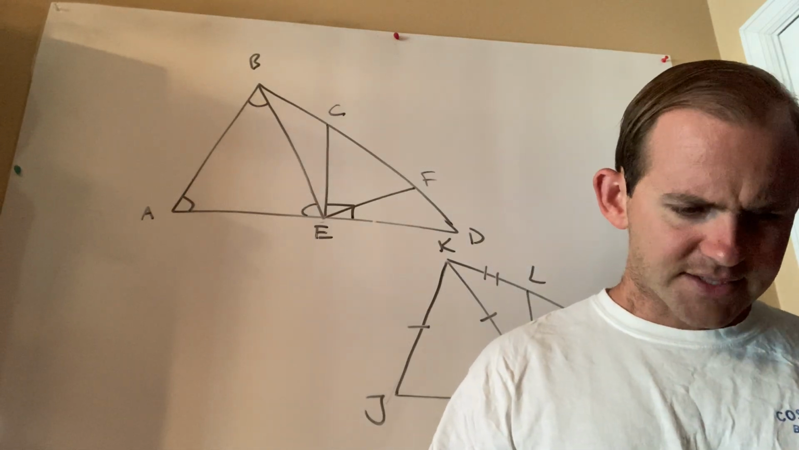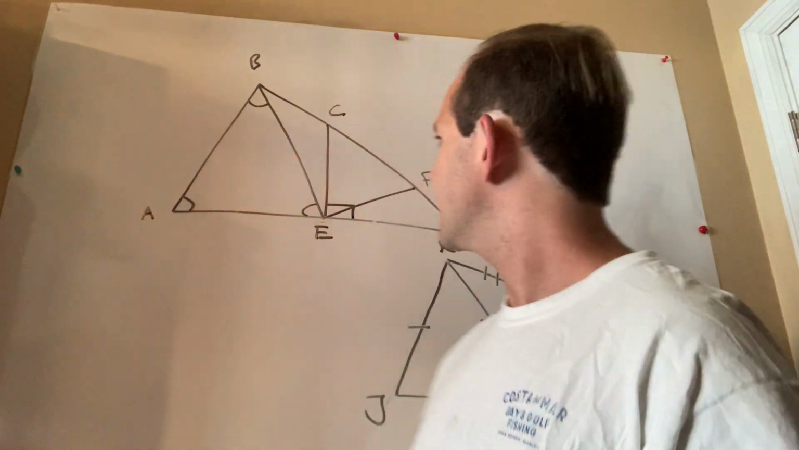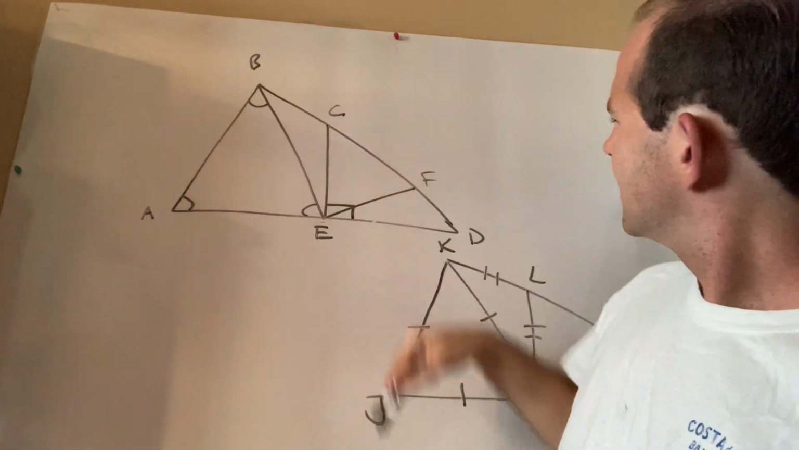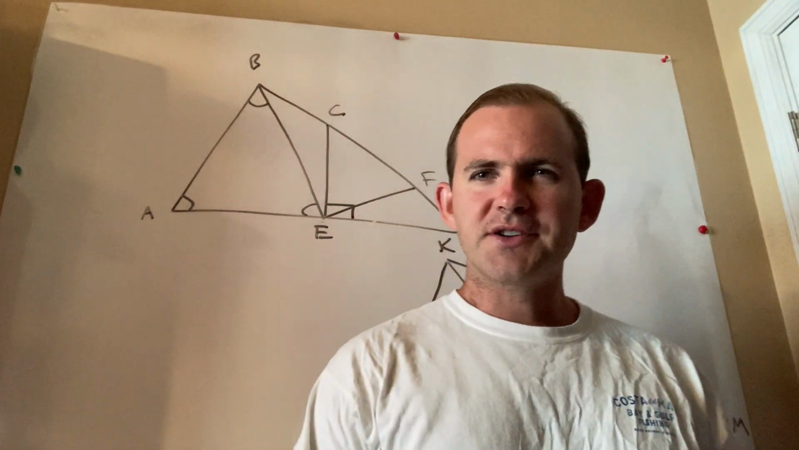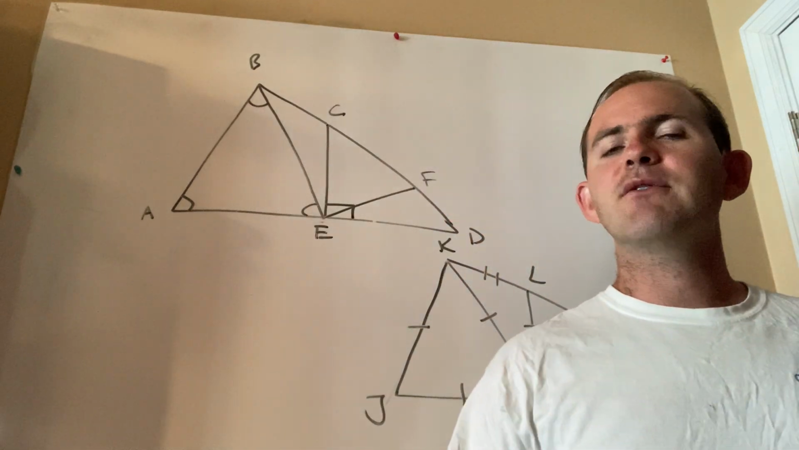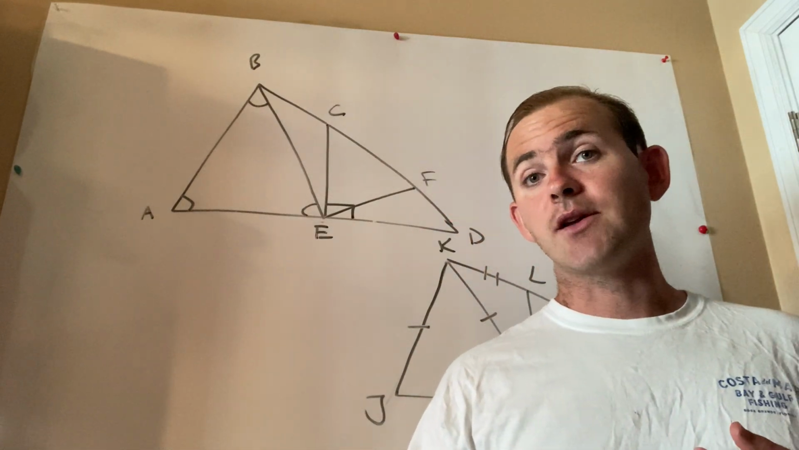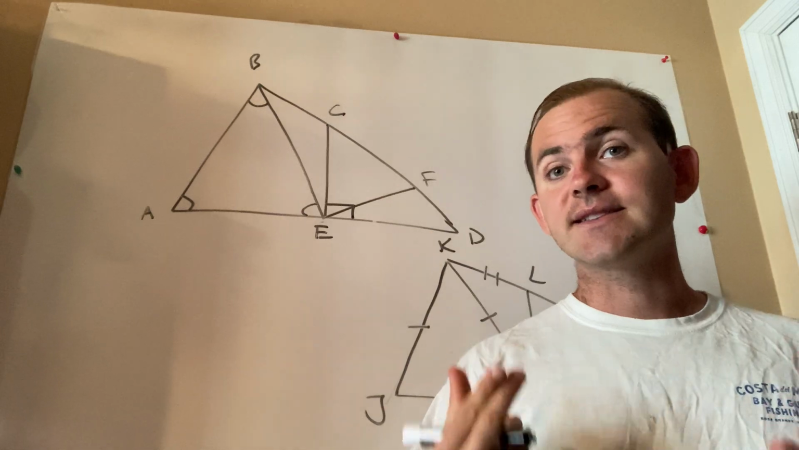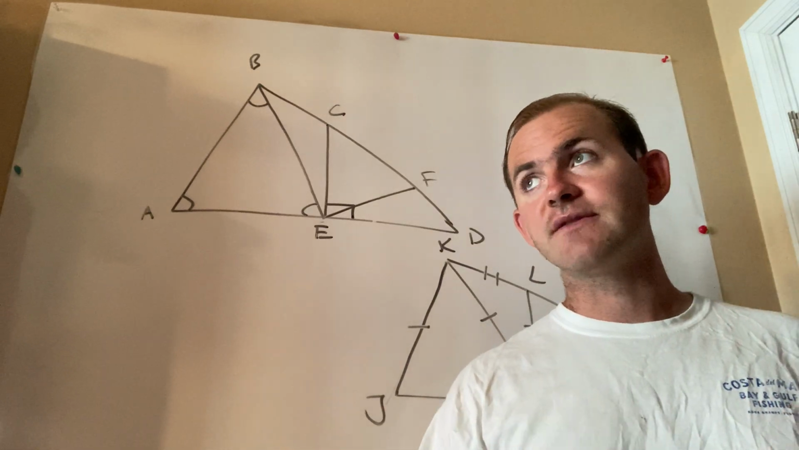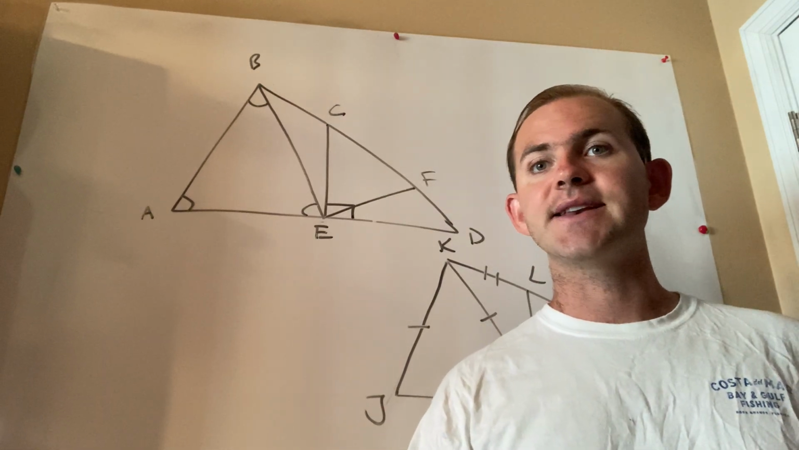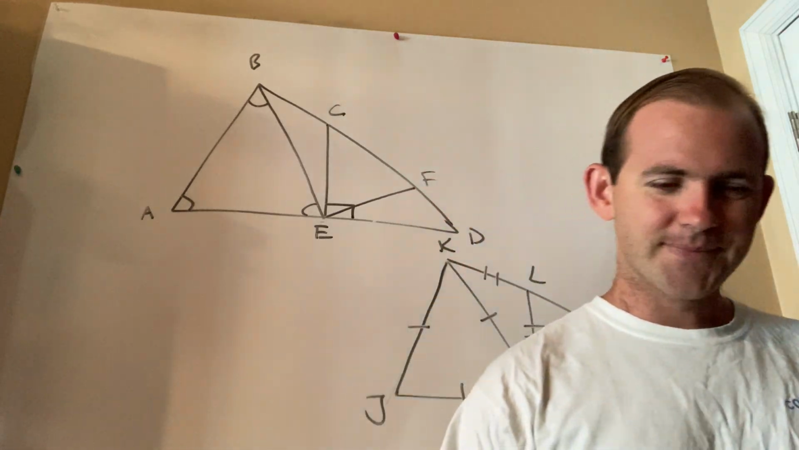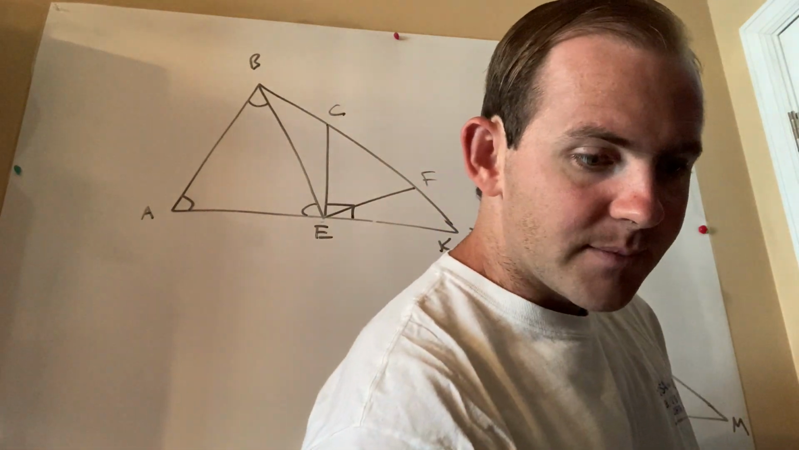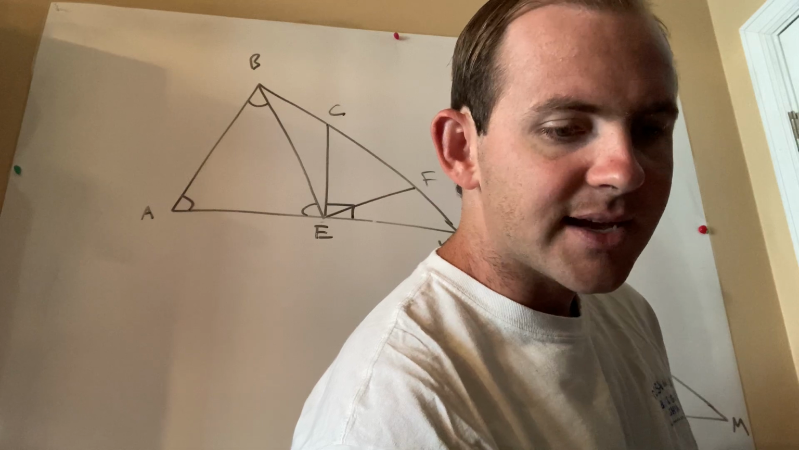And for number 5, let's take a look at CFE. I don't know about you, but I think all 3 of those angles look pretty darn small. So that would make it an acute triangle. More formally, I would say that it's an acute triangle because the measure of each angle is less than 90 degrees. Okay? All right, next up, classifying triangles by sides.